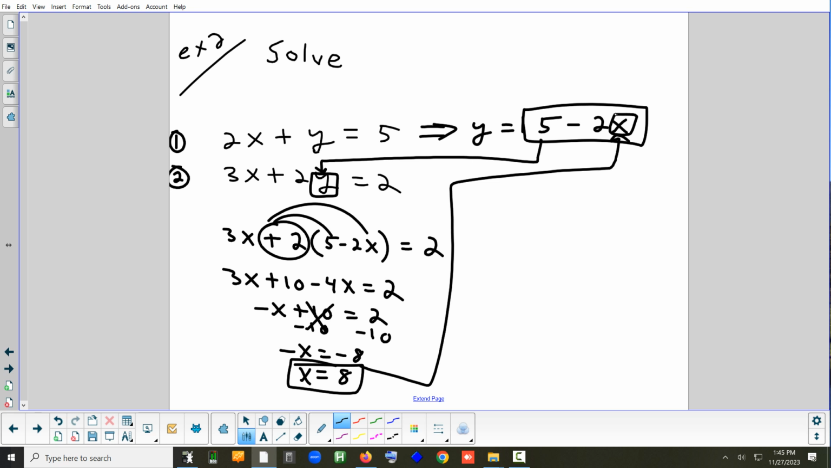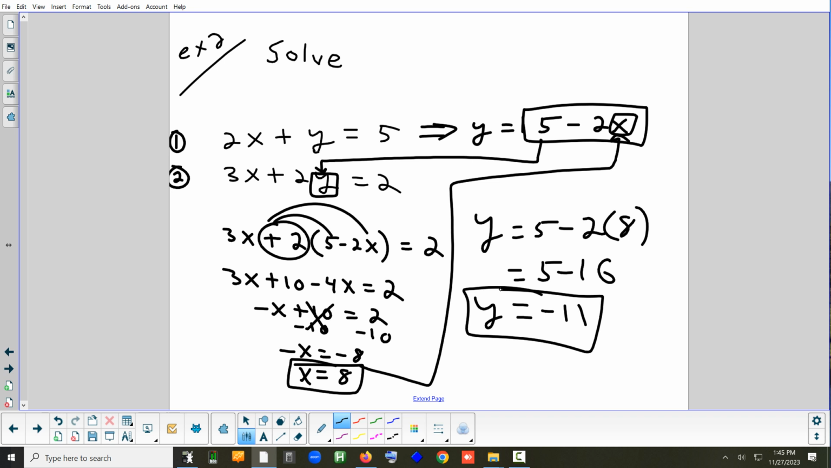Right there. So if you fill that back in, then you can get y. So y equals 5 minus, and what are we filling in for x? 8. So 2 times 8. That's 5 minus 16. Which gives me what for y? Negative 11.